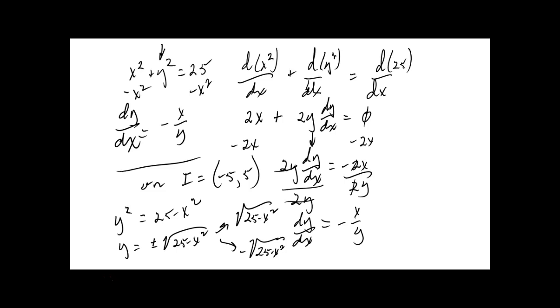So you can take the derivative of this one, or you can take the derivative of that one, and it'll give you two possibilities. And again, that's a little messier. So it's much easier to take the implicit differentiation, but you will get the same results. Okay?